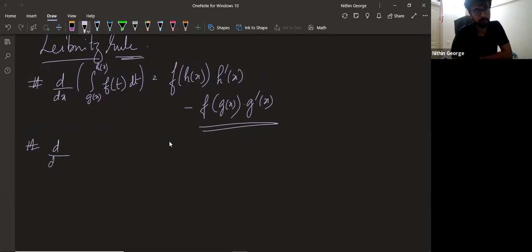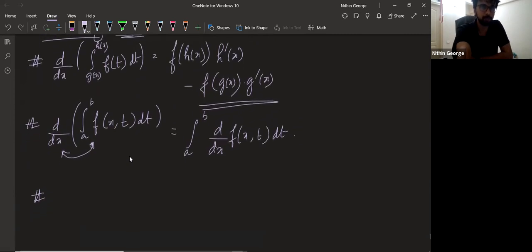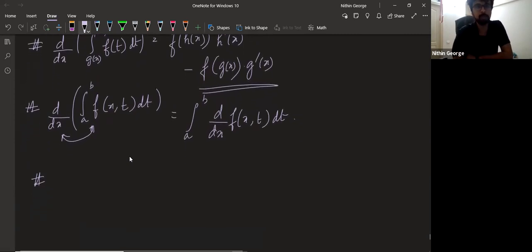So if you're doing d by dx of the integral from a to b of f in terms of two variables, x comma t, this becomes the integral from a to b of d by dx of f of x comma t dt. Okay, you can change the order of integration and differentiation. That's the idea. Next is combining both of these together. So this is when the limits are like values here.